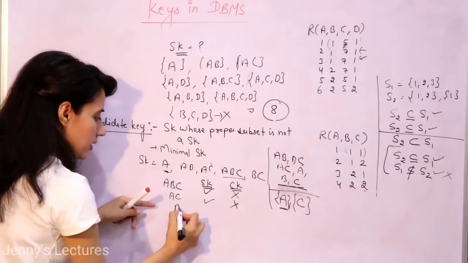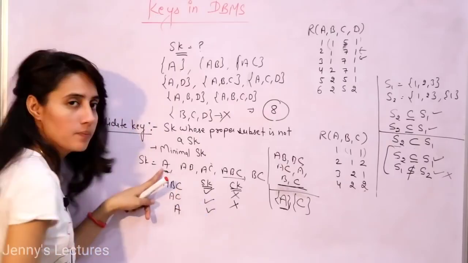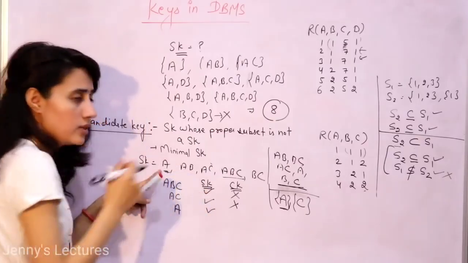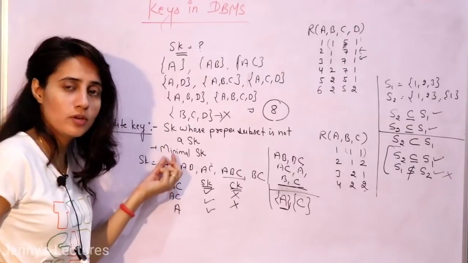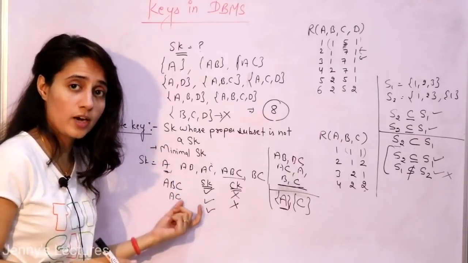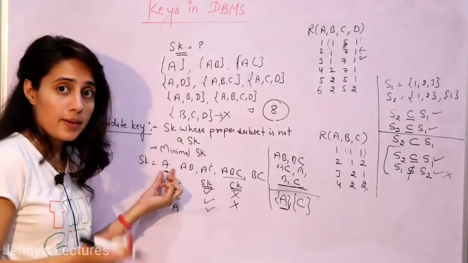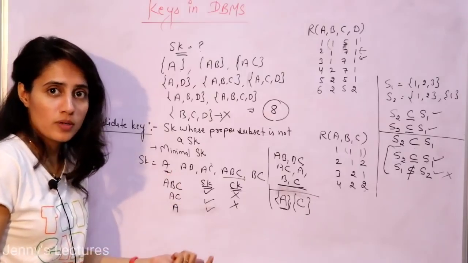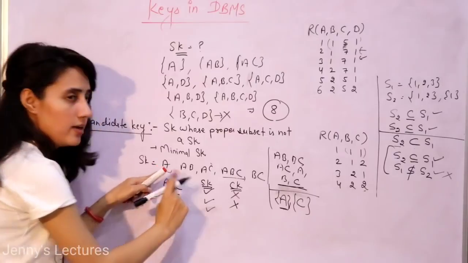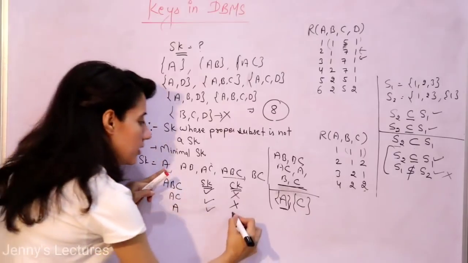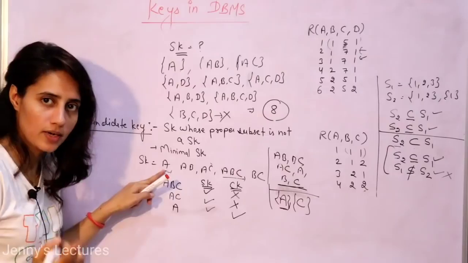Now check, is A a super key? A has only one attribute. If you remove it, then obviously that would be empty, and an empty set of attributes cannot be a super key, right? So no proper subset of A is a super key. So now A is a candidate key, right?